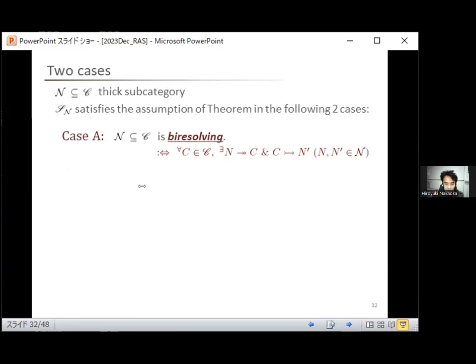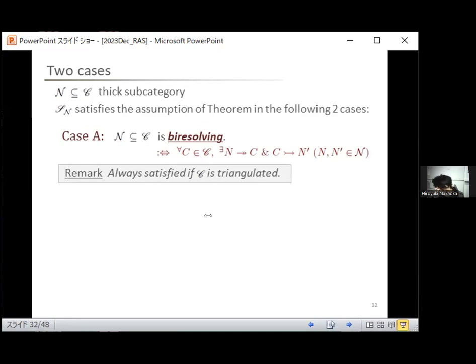Now, if C is triangulated, this condition is always satisfied by any sixth subcategory, because any morphism is an inflation and a deflation.